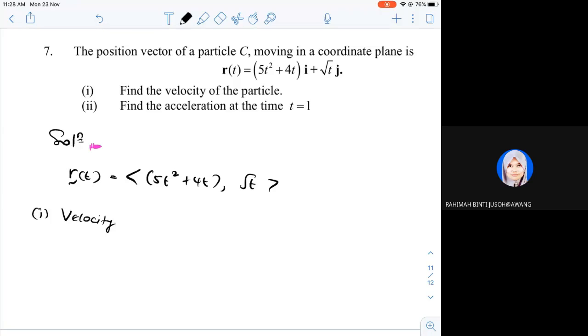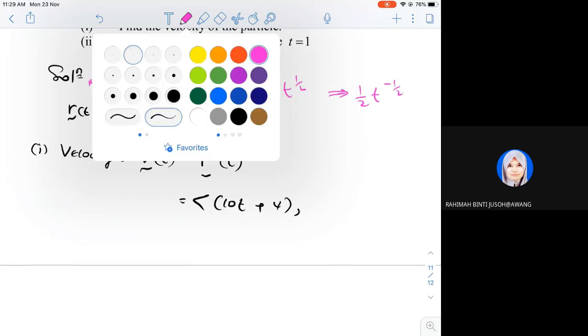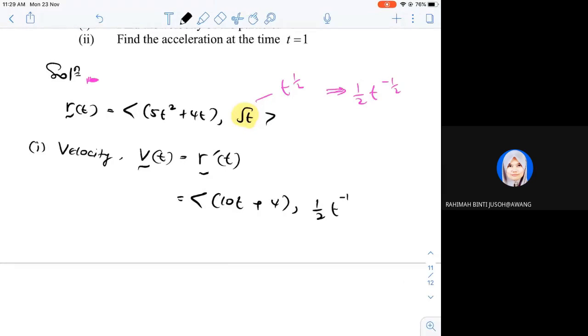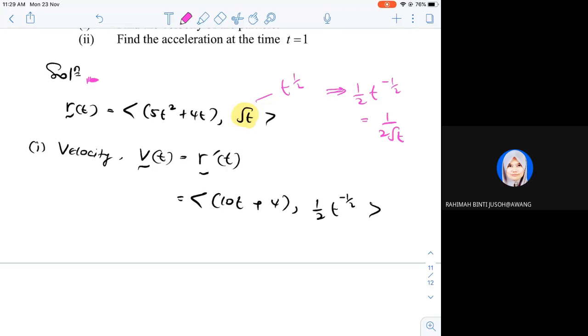So velocity means v(t). In order to find the velocity, do you have to differentiate or integrate? Differentiate, yes. So you have to find r prime. Differentiate 5t squared, we get 10t, plus differentiate 4t, we get 4. And then differentiate the square root of t. What do you get? 1 over 2, this is t to the power of half, right? So you will get 1 over 2 t to the power of negative half. Or we can say that this is equivalent to 1 over 2 square root of t. Either one is fine.